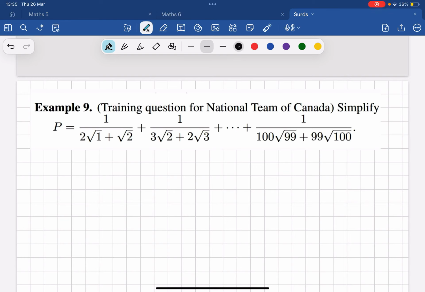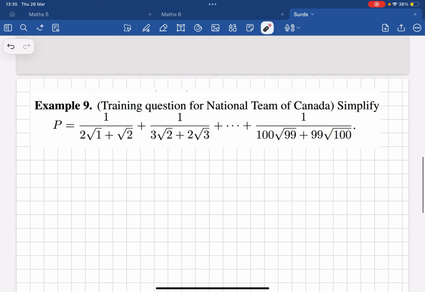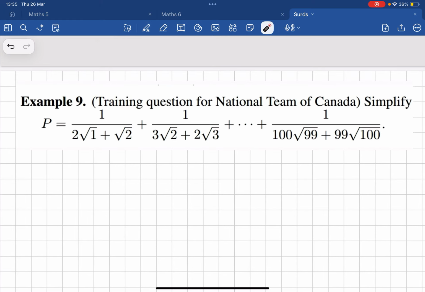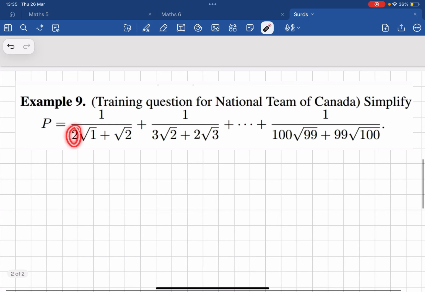Yes, guys, we've got an interesting looking surds question. I'm not going to read all of that out, but when approaching a question like this, what do we actually know? Looking closer, we can clearly see some sort of pattern. This number here, this number here, this number here, they're all increasing by 1. This number here, this number here, increasing by 1.